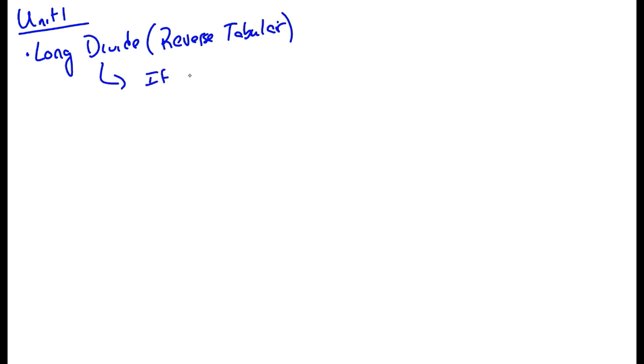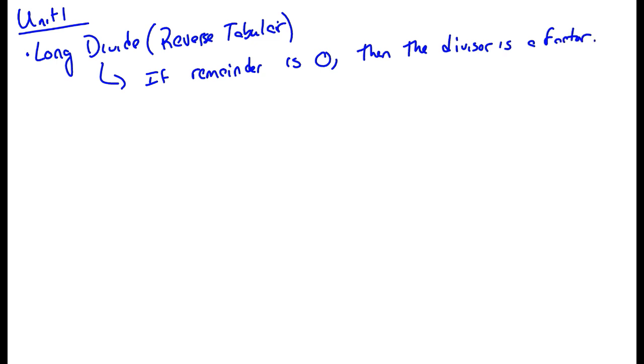If the remainder is 0, then the divisor is a factor. So if I divide by some divisor and get a remainder of 0, then that divisor is a factor, and that's definitely going to be on the test somewhere, somehow. That is, is this a factor? Well, it's only a factor if you have a remainder of 0.